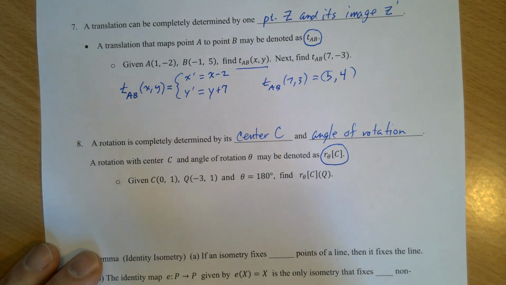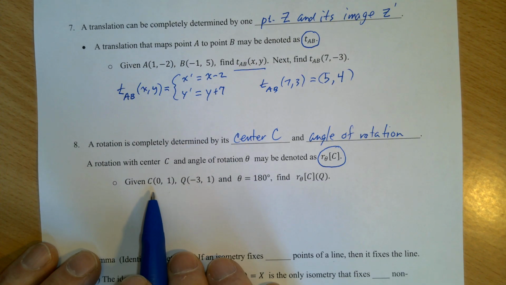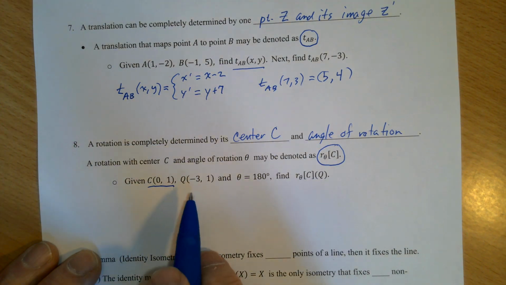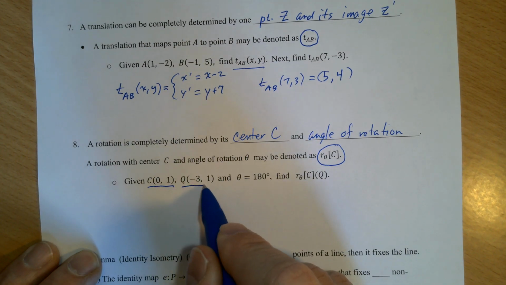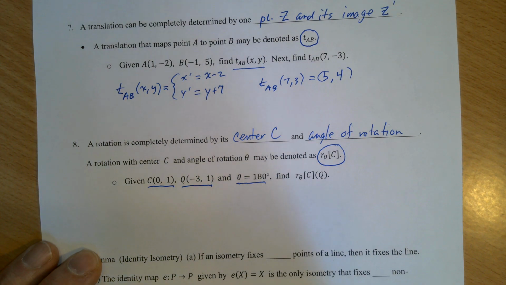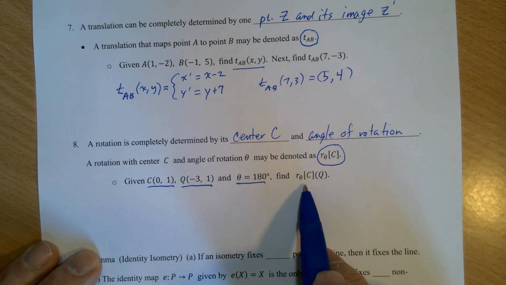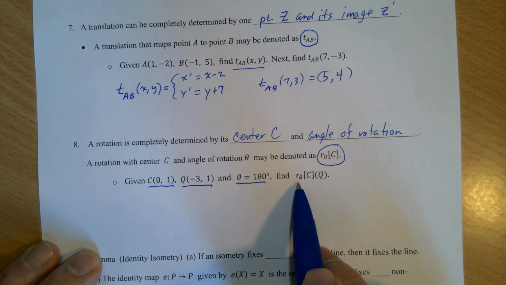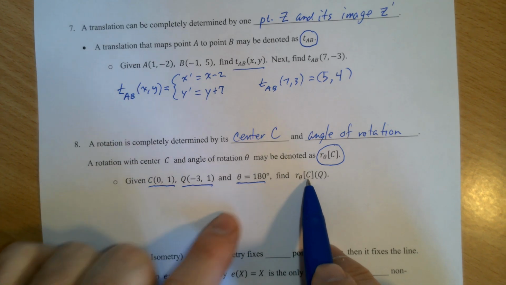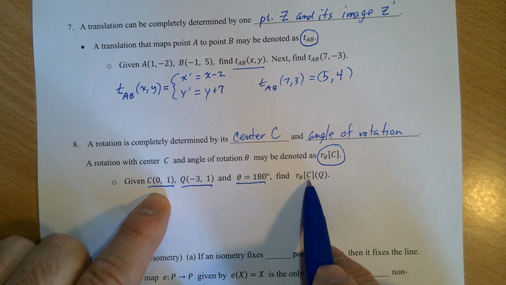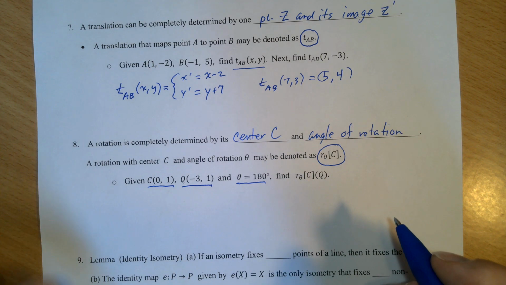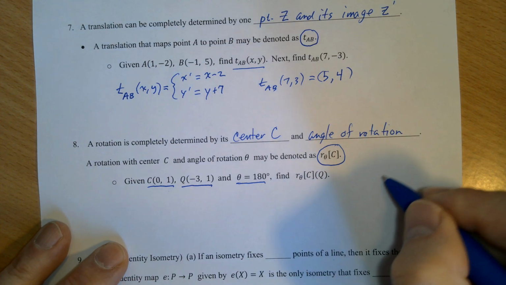Okay, let's do a real easy one. Given the center is (0, 1), and there's a point Q at (-3, 1), and our angle of rotation theta is 180 degrees, find this. So this says the rotation of 180 degrees around the point (0, 1), starting with the point Q (-3, 1). Well, this will be really easy if we just draw a picture.